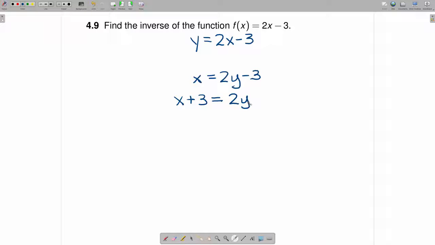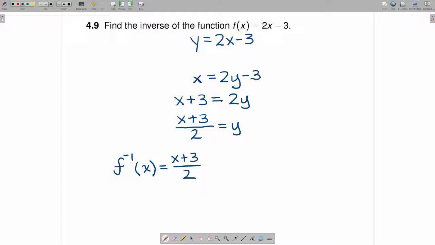Now the next step in solving this equation for y, if you want to isolate y, you should divide both sides of this equation by 2. When you divide the left-hand side by 2, you get x plus 3 divided by 2. And when you divide the right-hand side of the equation by 2, you get y. Well, now that we have y isolated, this function right here is the inverse, and that inverse often gets written f inverse of x is equal to x plus 3 divided by 2.